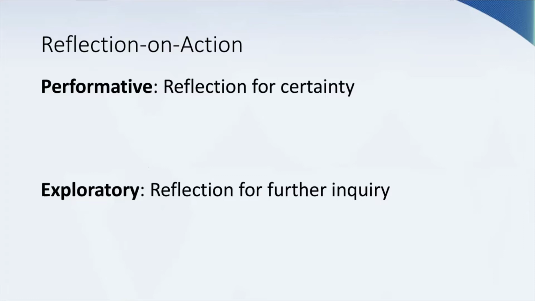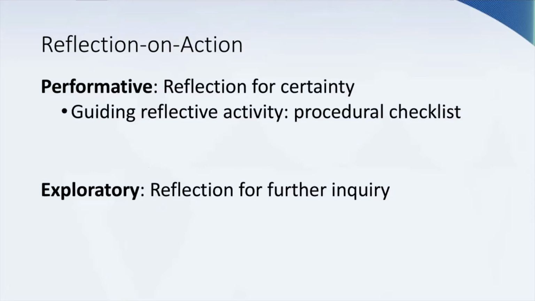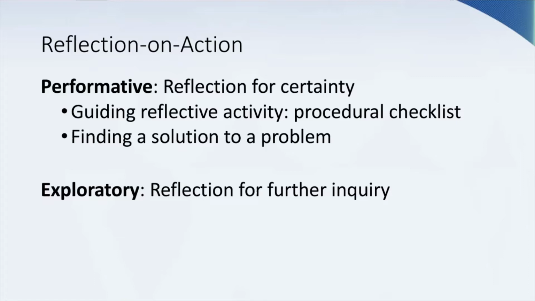Performative reflection is reflection for certainty. It's often a procedural checklist, which is a kind of guiding reflective activity. And you're using this checklist because you're looking for a solution to a problem, or you're evaluating your own work.